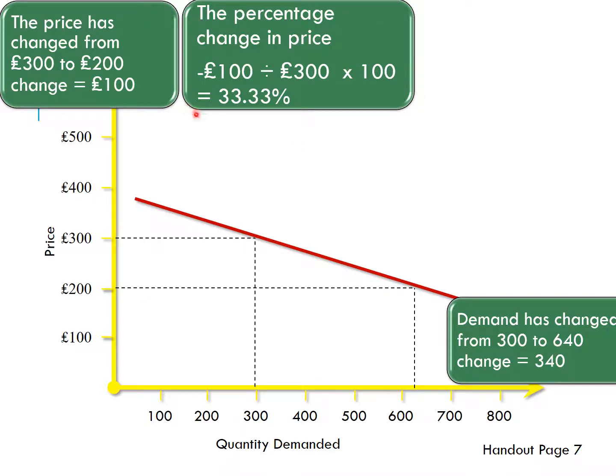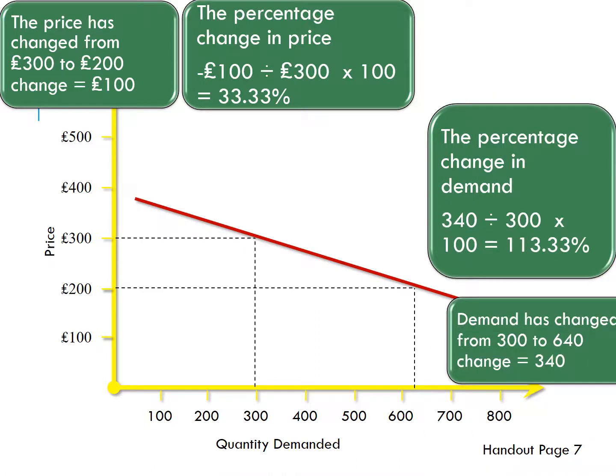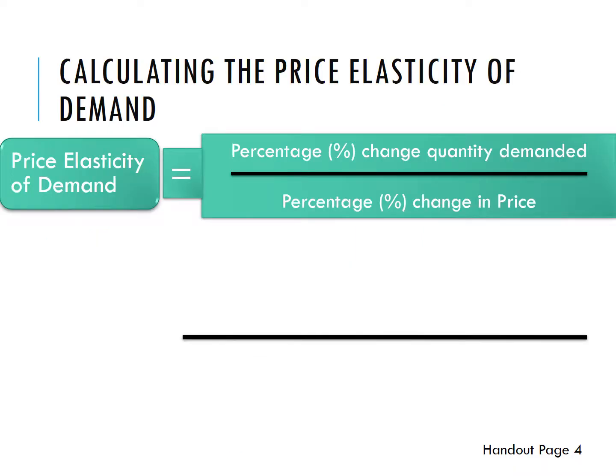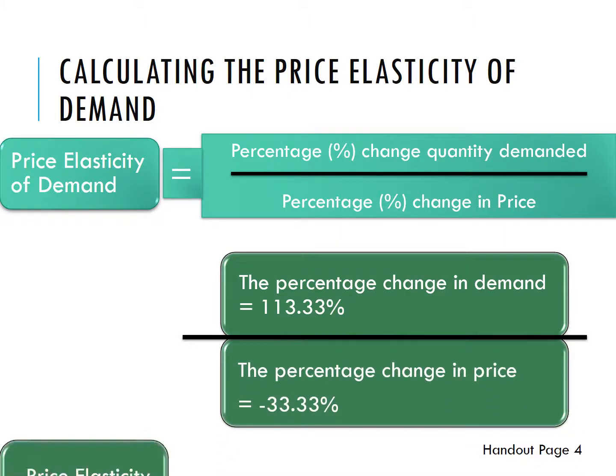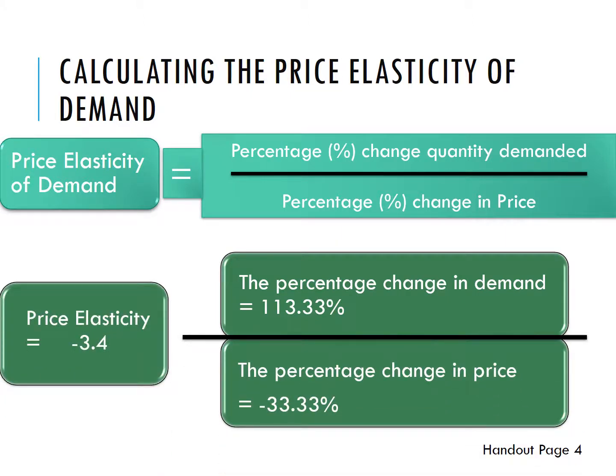Up here we have the percentage change in price. Price has fallen by 100 divided by the original price 300, so that's a minus 33.33% decrease in the price. In terms of demand, it's risen by 340 divided by the original demand 300, so that's an increase of 113.33%. We can put the two together, the percentage change in demand over the percentage change in price, and we can work out the price elasticity for this particular product is minus 3.4, and that's an important number, minus 3.4, remembering it's a negative because when price goes down, we expect demand to go up and vice versa.